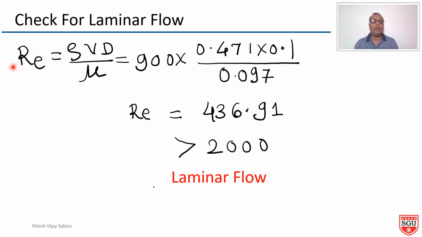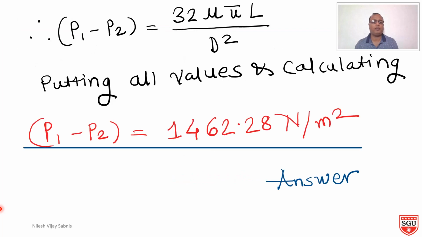Then we have to check whether flow is laminar or not. Rho Vd by mu: 900 multiplied by 0.47, that is mean velocity or average velocity, multiplied by 0.1 divided by mu, that mu which is given already, and Reynolds number is coming 436.991, which is less than 2000, and laminar flow is present, so that we can use the next steps.